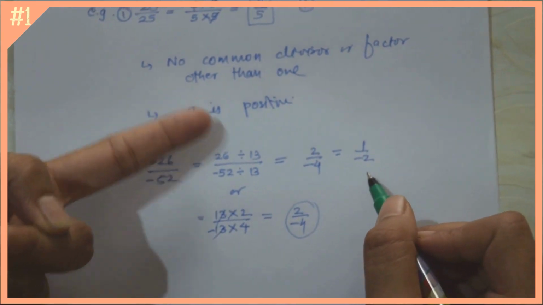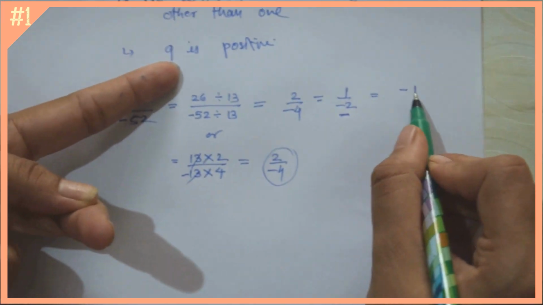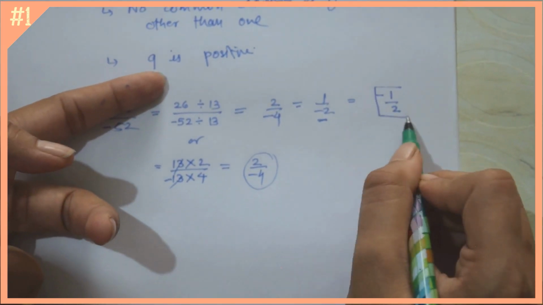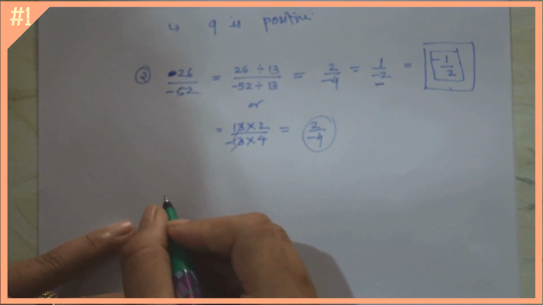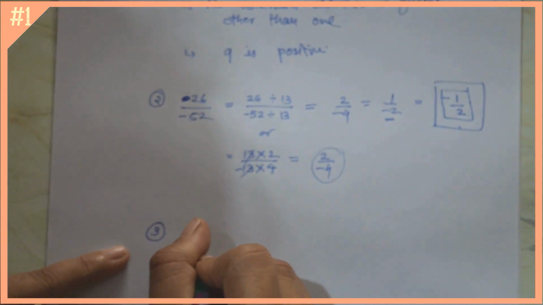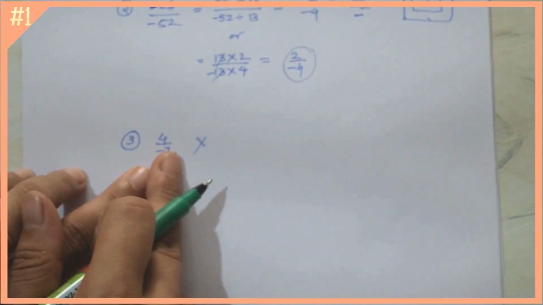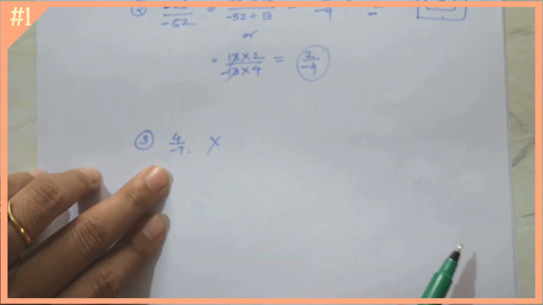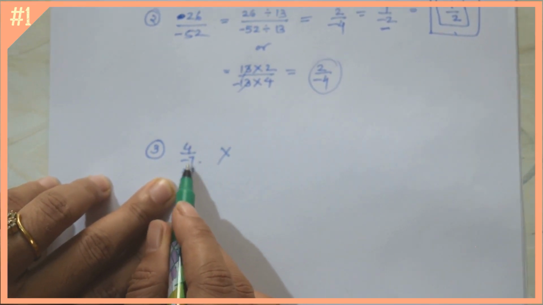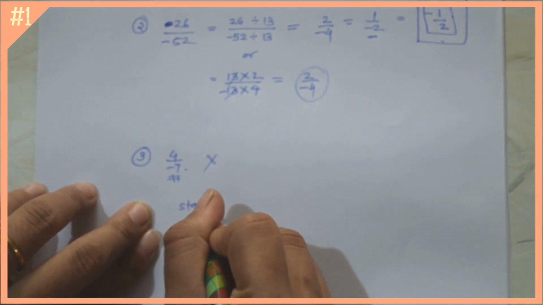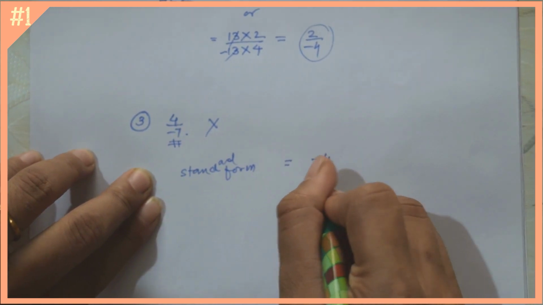Now they don't have any common divisor other than 1. But is q positive? No, q is not positive here. So we'll move the minus sign to the numerator. Now this is the standard form which we are talking about. Now even if this number is given, 4 upon minus 7, will you say that it's a standard form? No. The first condition is satisfied, that they don't have any common divisor other than 1. But the second condition, that q is positive, is not true here, right? Q is negative. So the standard form for this will be minus 4 upon 7.